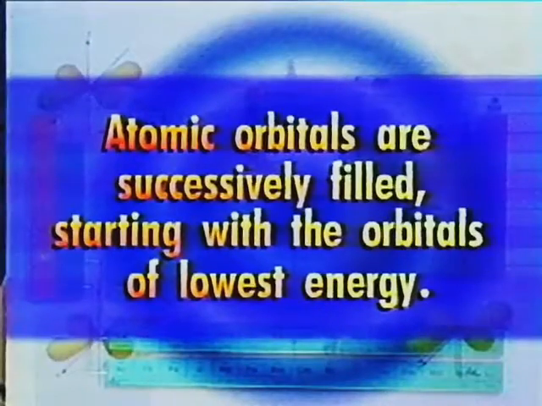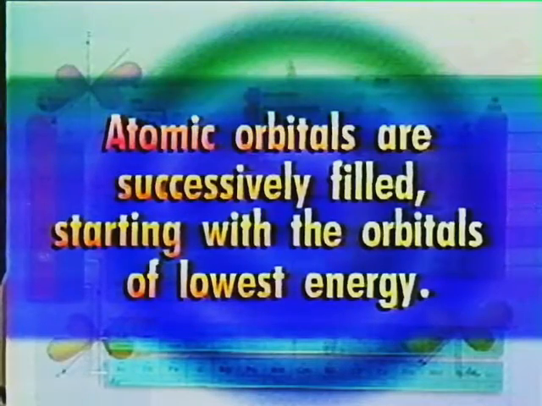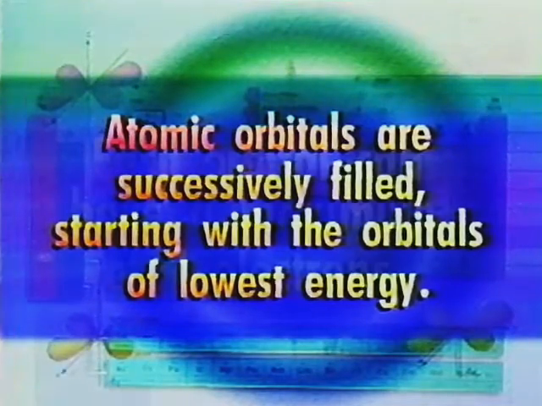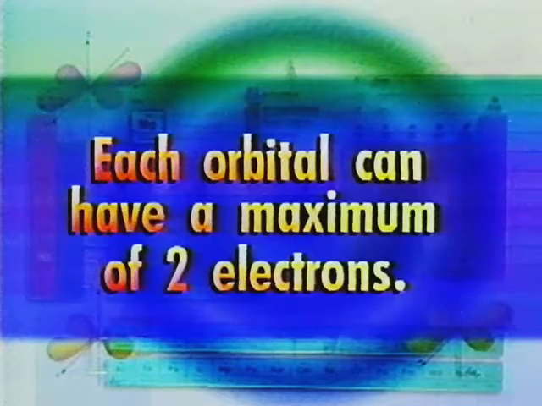According to the Schrödinger theory, electrons of an atom are distributed into different orbitals. But there are very precise rules for the way electrons are distributed among the orbitals of an atom. These are: atomic orbitals are successively filled, starting with the orbitals of lowest energy. Each orbital can have a maximum of only 2 electrons with opposite spins.